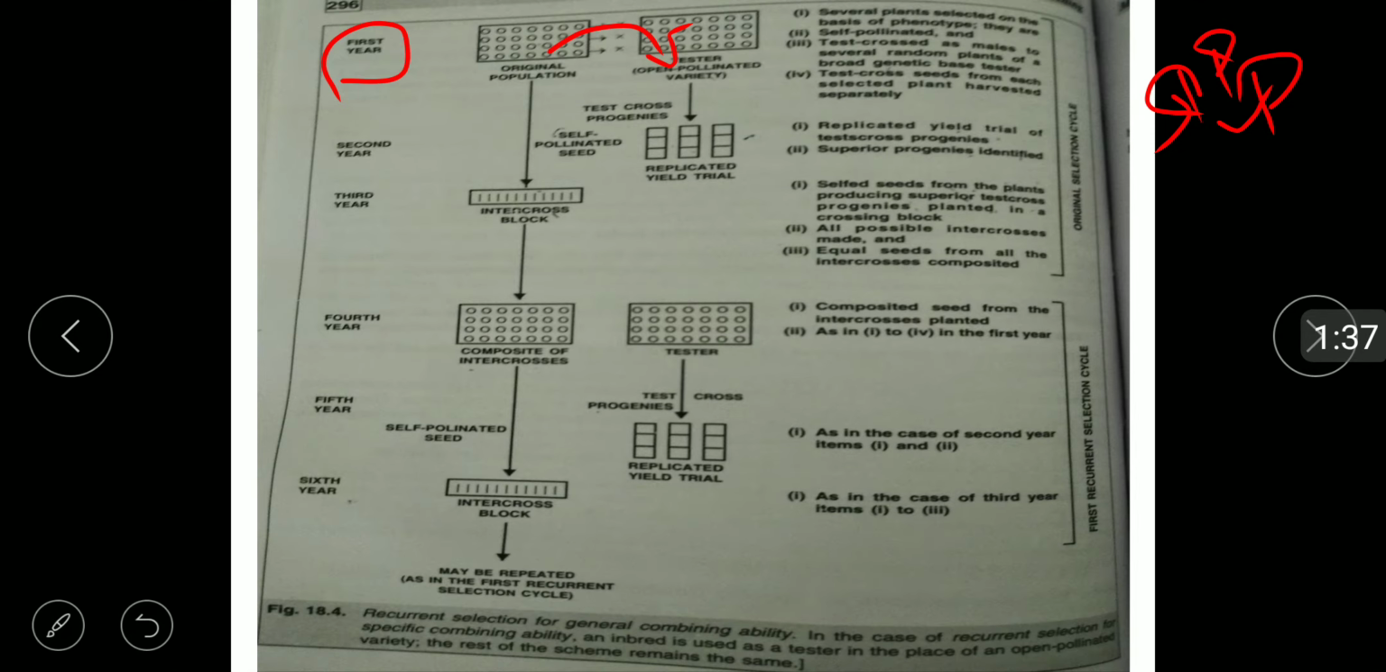The seeds collected after crossing are grown in replicated yield trials. From these replicated trials, the superior progenies are identified.